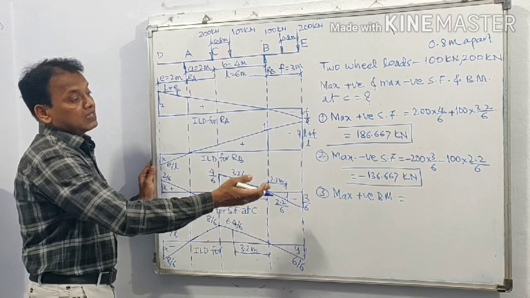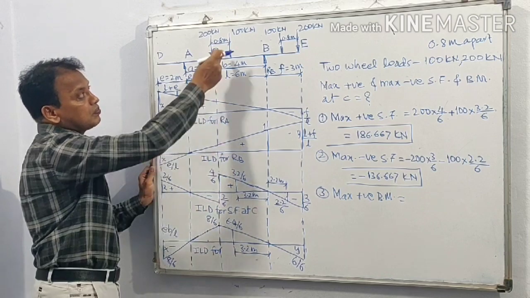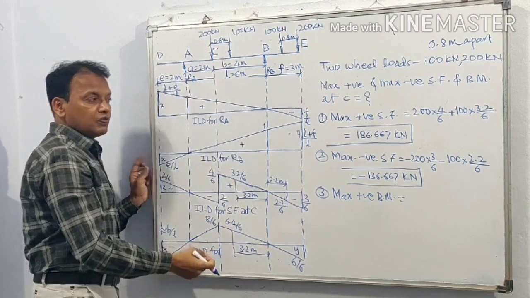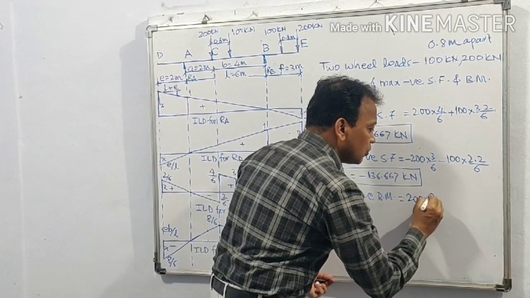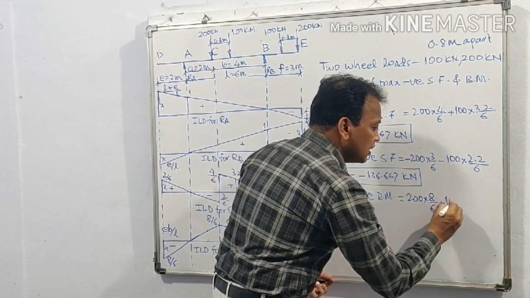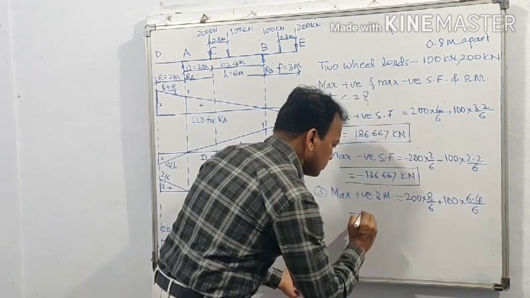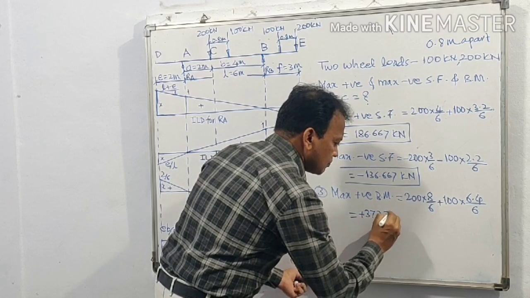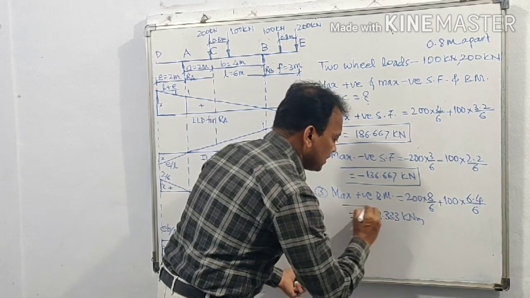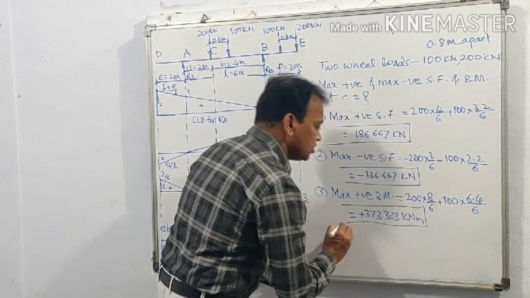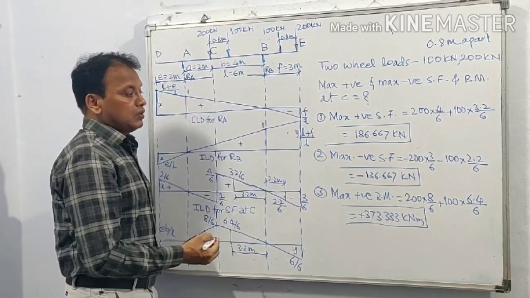Now maximum positive bending moment, 200 multiplied by 8 upon 6 plus 100 multiplied by 6.4 upon 6. This is equal to 373.333 kilonewton meter, maximum positive bending moment.